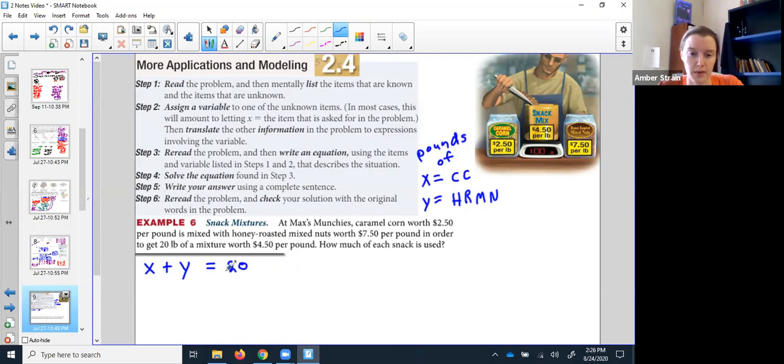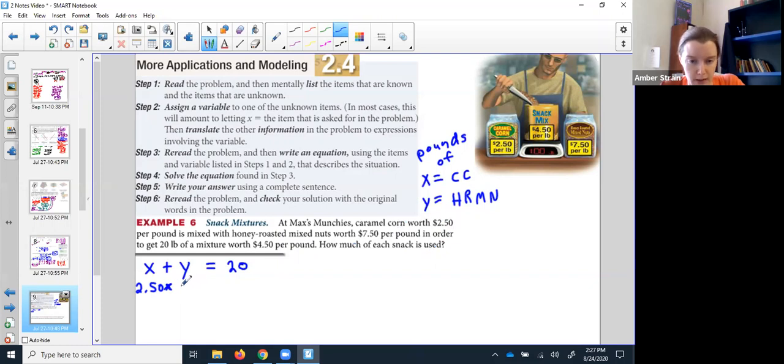Next, the question is, how much did I spend? It said that they were going to charge me $2.50 for each one of those pounds of caramel corn. Well, if I bought 1 pound, I'd have a bill of $2.50. If I bought 2 pounds, I'd have a bill of $5. 3 pounds would be $7.50. Each time I buy another pound, I add on another $2.50, or I could take the pounds that I bought times $2.50. So each time I bought 1 more pound, I would get charged another $2.50. So the amount of pounds of X times $2.50.